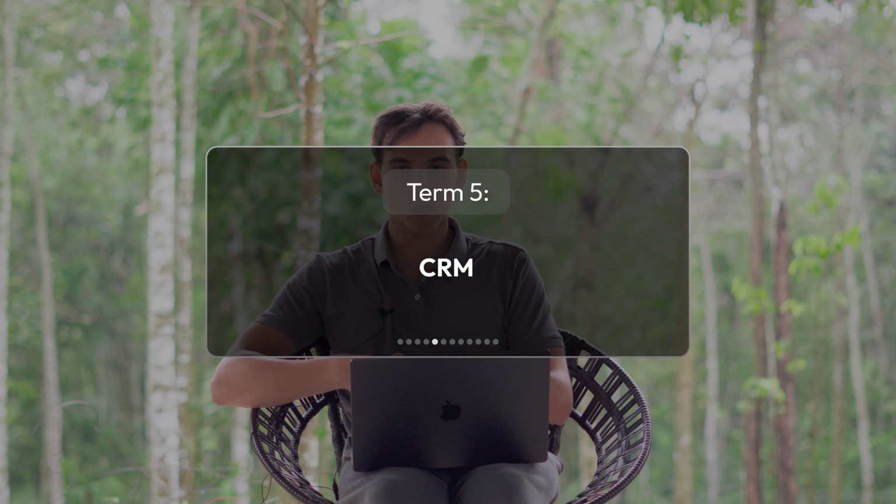Term number 5 is CRM, which stands for Customer Relationship Management, which is basically a software where you track leads going through your funnel. Remember the words that we were talking about earlier. It usually looks like rows with different stages. So first you have lead, then you have qualified lead, then you have meeting booked, then you have meeting completed, stuff like that. And you just move them through the funnel so that you can keep track of where in your sales funnel the different leads are.